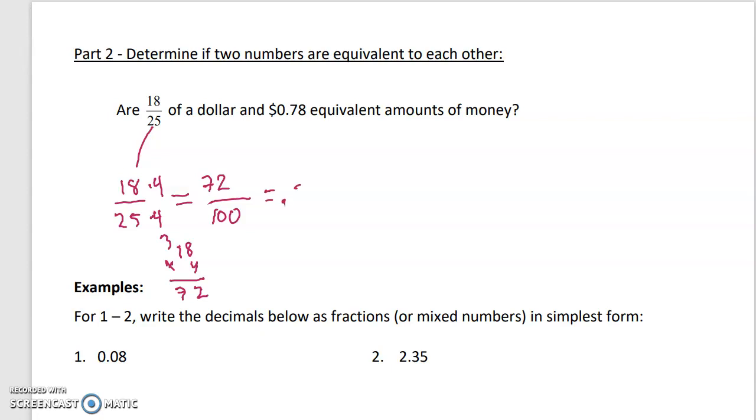And of course, then it is not equivalent to, that's a 2, it does kind of look like an F there. It is not equivalent to 78 cents. So 18/25 of $1 is not equivalent to 78 cents.